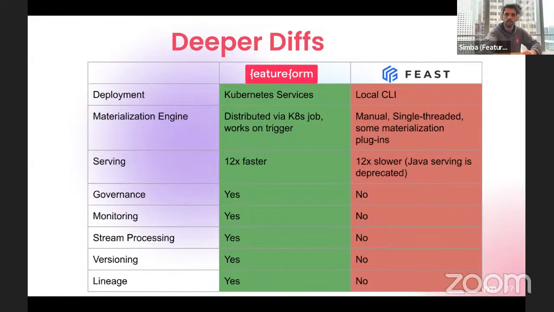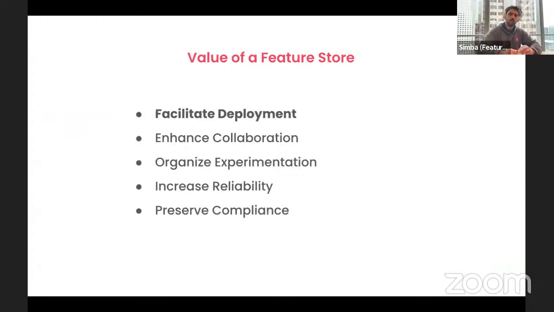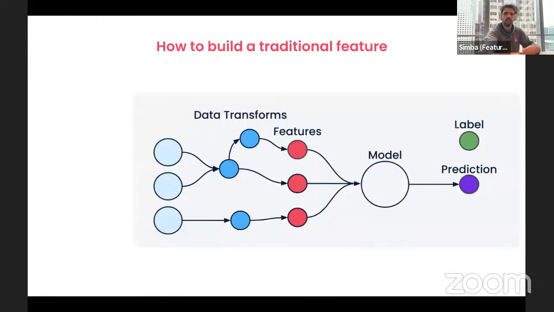And so that's the key differentiations between Feast and Featureform. I want to talk about the value props of Featureform and our view of it, how we solve them, places where Feast solves them, and places where we think Feast lacks. So these are the five again: facilitating deployments, enhancing collaboration, etc.